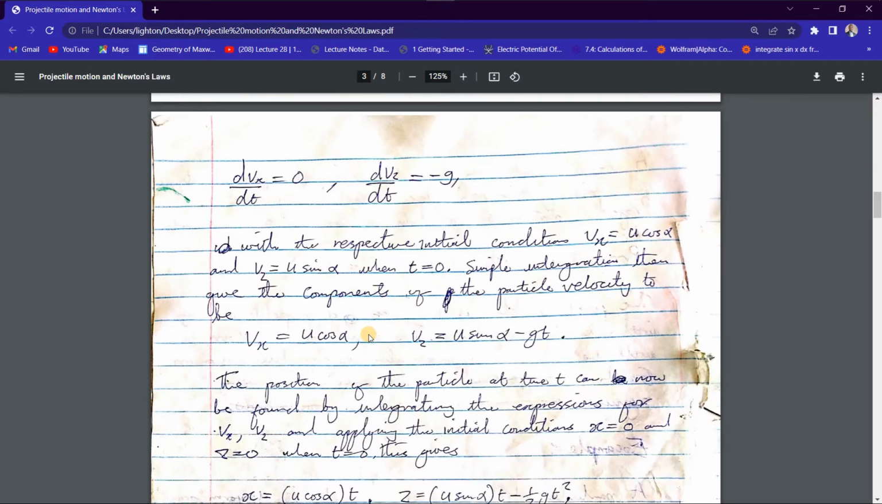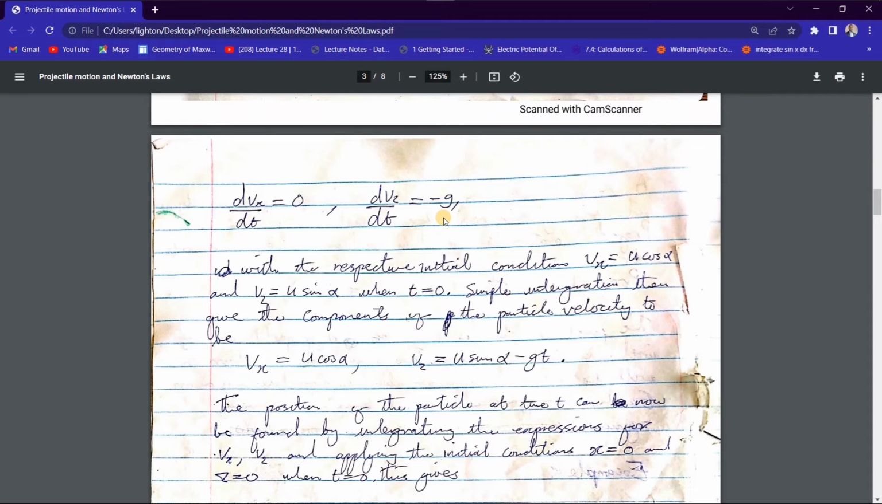And dv z over dt is equal to minus g. Okay, dv z over dt is equal to minus g. Why are we saying this? We're saying that this is the z component now, right? Which is the vertical component. Here z is the vertical component. So we're saying dv z over dt is equal to minus g.